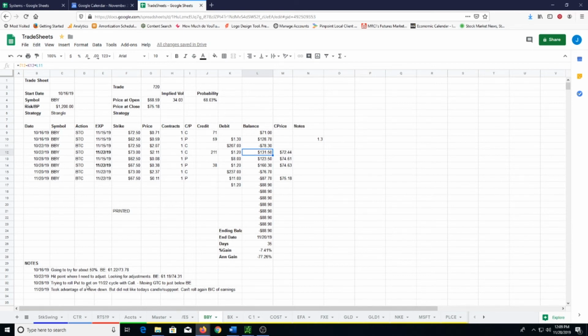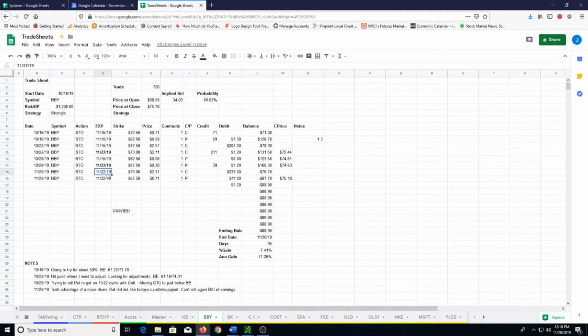On 10/28, I went ahead and rolled up the put for two reasons. One, to bring in another credit so I can maybe get this to a higher break-even point, and two, to get it on the same cycle. So I rolled my 62.50 put to a 67.50. I brought in about 30 cents here. So I ended up with about 34 cents in credit during the roll.